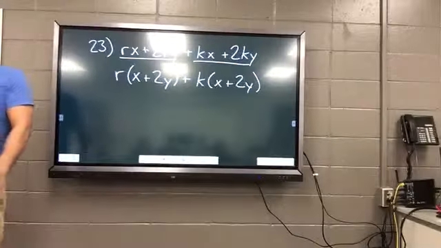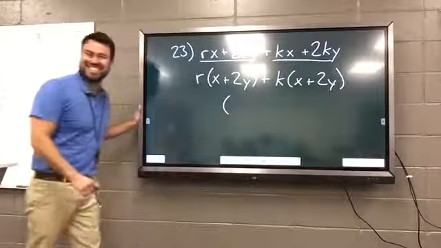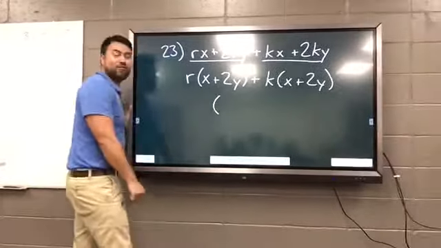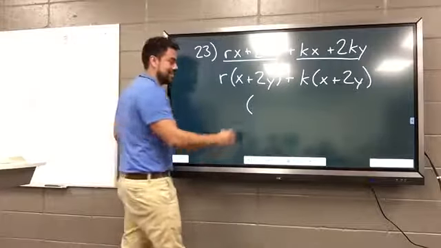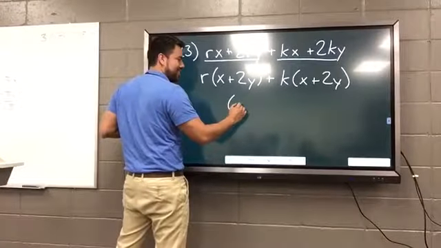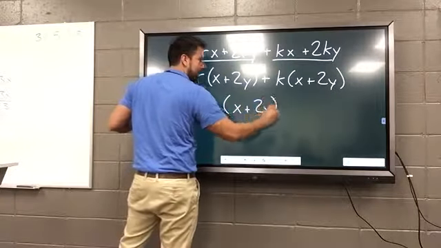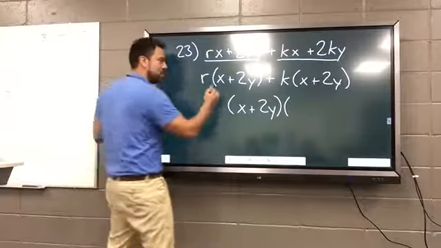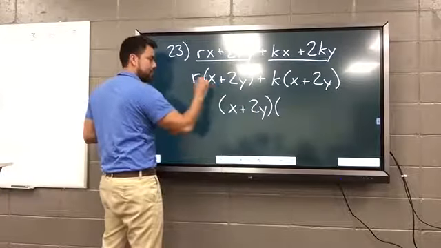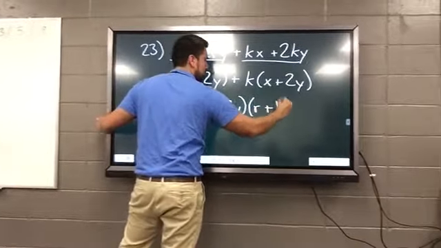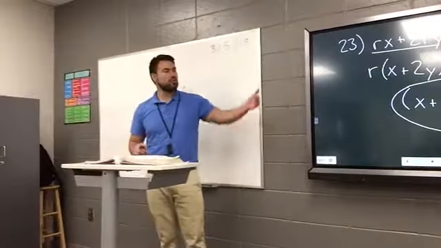And then what am I left with at the very end? What's your final answer? Do I have to factor them out? You combine. You could do x plus 2y. And then what's the second one? So you factored this out of both of them, and you're left with x plus 2y, and r plus k. That's what you get. And can you check these? Yes, use your FOIL. You can check it out.